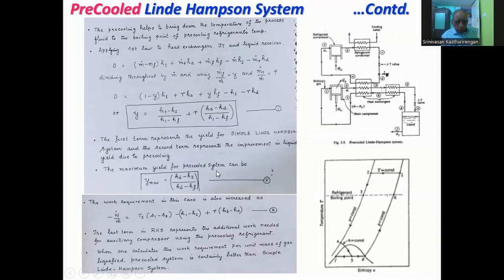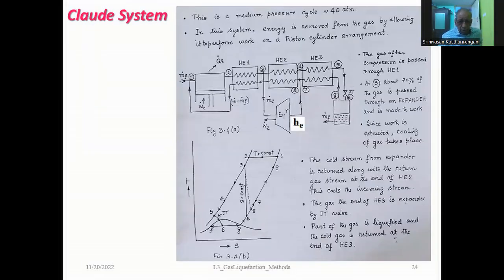Now, what about the work requirement? The work requirement is again increased, the reason being that you have an additional refrigerant fluid which needs to be processed, so some amount of work is required for having this refrigerant fluid there. Therefore, minus W dot by M dot is equal to T1 into (S1 minus S2) minus (H1 minus H2) plus R times (HB minus HA). This is the additional work due to having the refrigerant added in the system. So this is the behavior of the modified Linde-Hampson system.